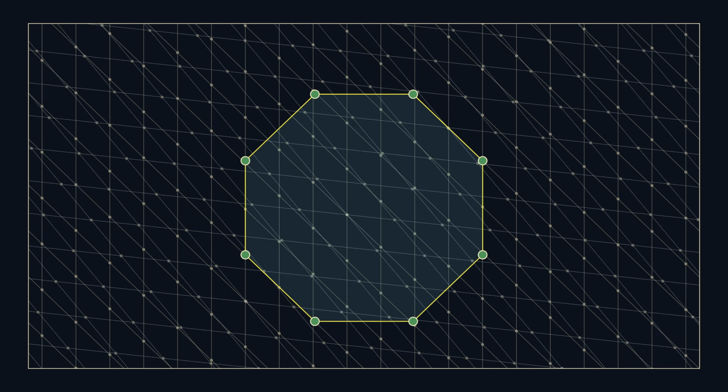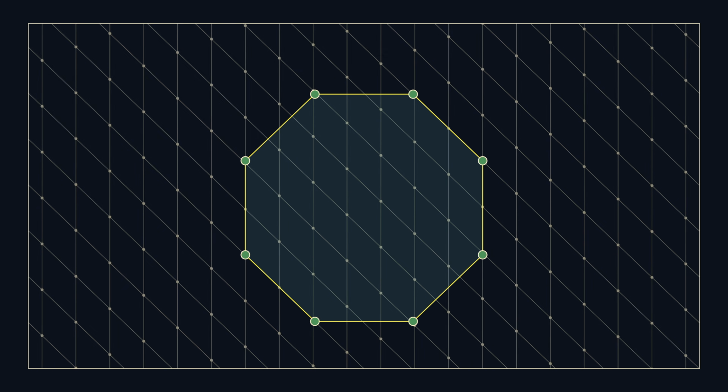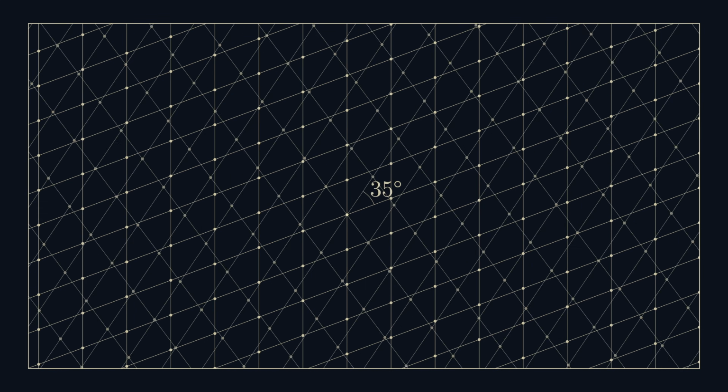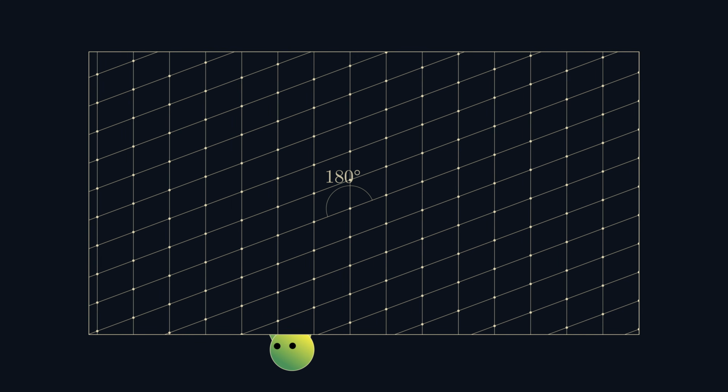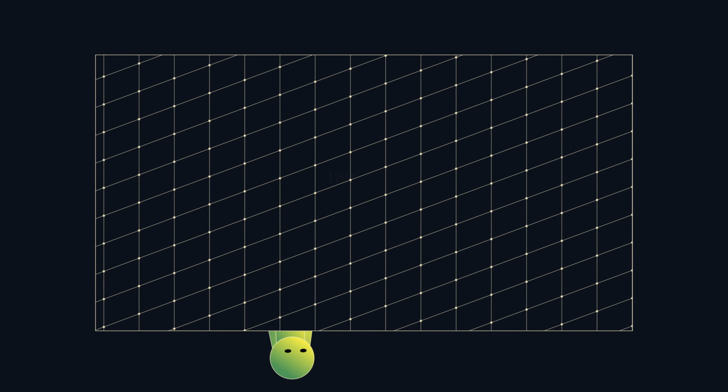Rotations seemed to work before, so why not try that again? Well, here's the first hurdle. For the vast majority of these grids, there aren't any rotations smaller than 180 degrees which leave the grid invariant. That means we need to consider a different kind of transformation.